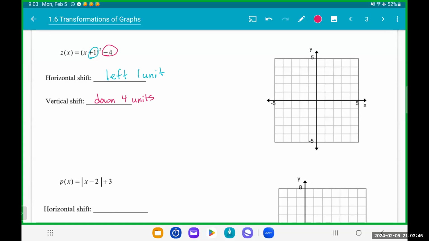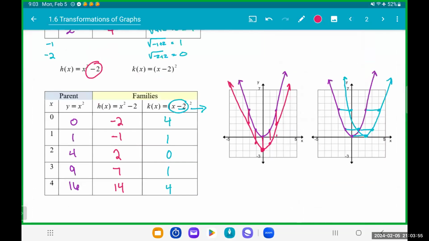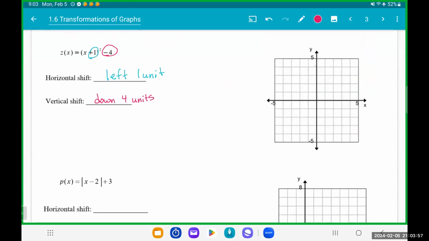Okay. So if we had, what color did we use for purple? If we had had our actual graph in here, I'm not really going to graph all of this, but let's just say it was something, it's just our x squared is our parent graph, right?